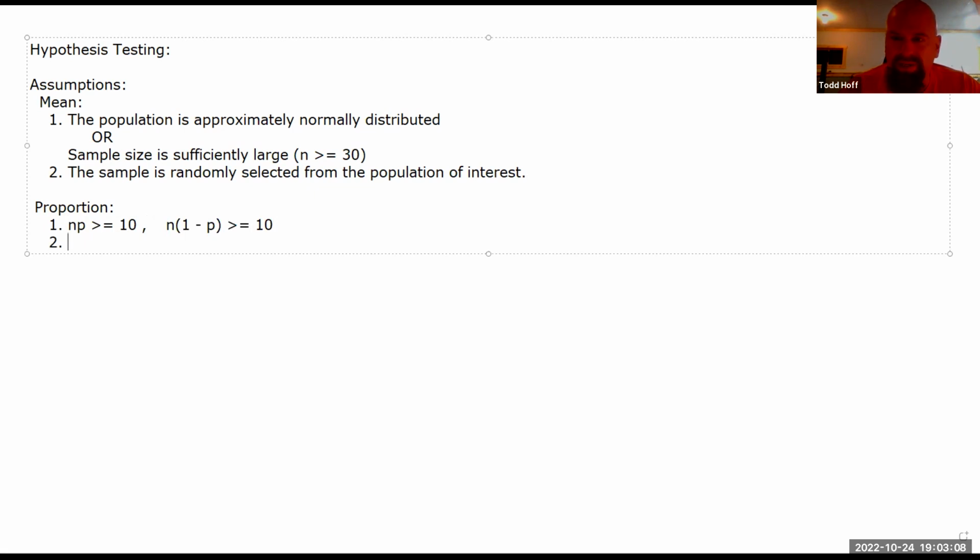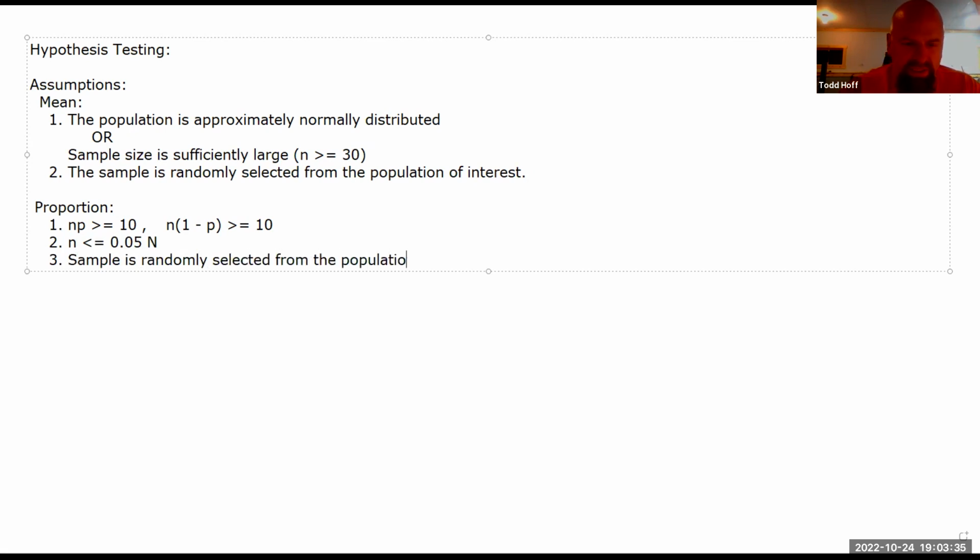Second, we have to assume that our sample isn't too large, that n is less than or equal to, again, it depends on the textbook, usually 5% or 10% of the population. So 0.05 is what this textbook uses, 5% of the total population. And again, the sample is randomly selected from the population of interest. And so once those assumptions are met, we can go ahead and perform whatever hypothesis test we want to.